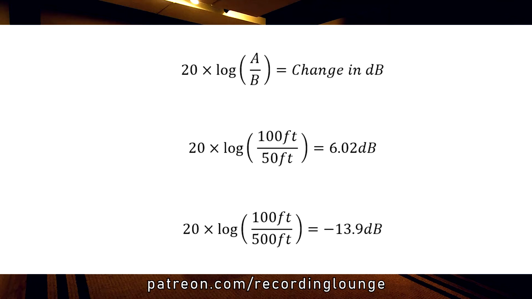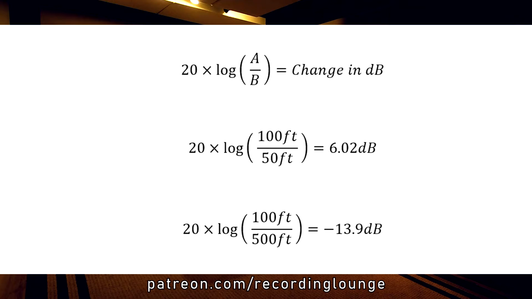So let's go back to our example where we're standing 100 feet away from a PA that's producing sound at 100 dB SPL, and then we move to 50 feet. So for that equation, we would do 20 times log, and then in the parentheses, 100 over 50, which gives us 6.02 dB. So technically, the 6 dB rule is 6.02 dB. That's also why the max dB reading on your DAW is often 6.02 rather than a perfect 6.0.